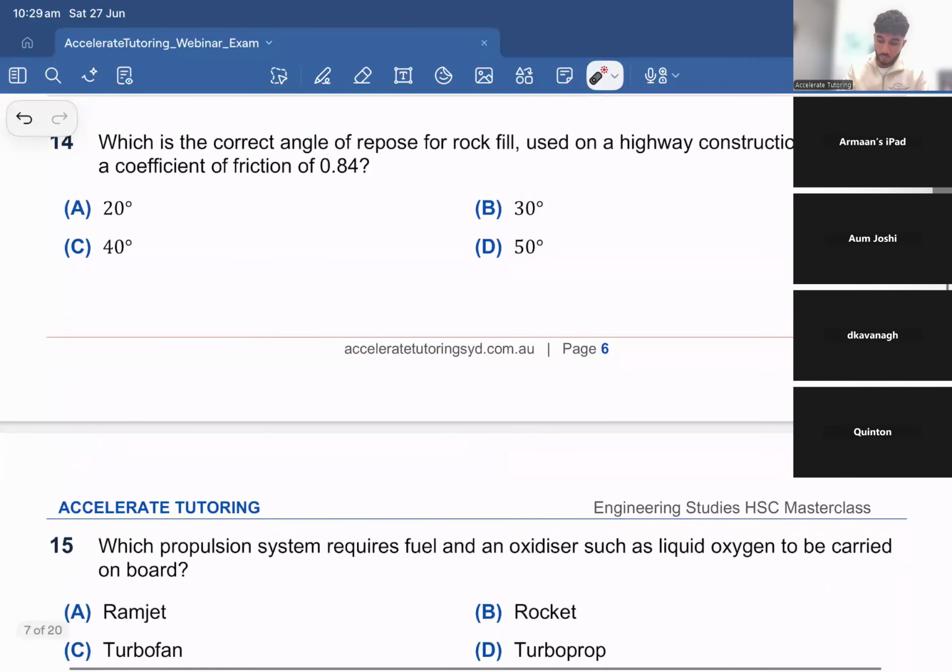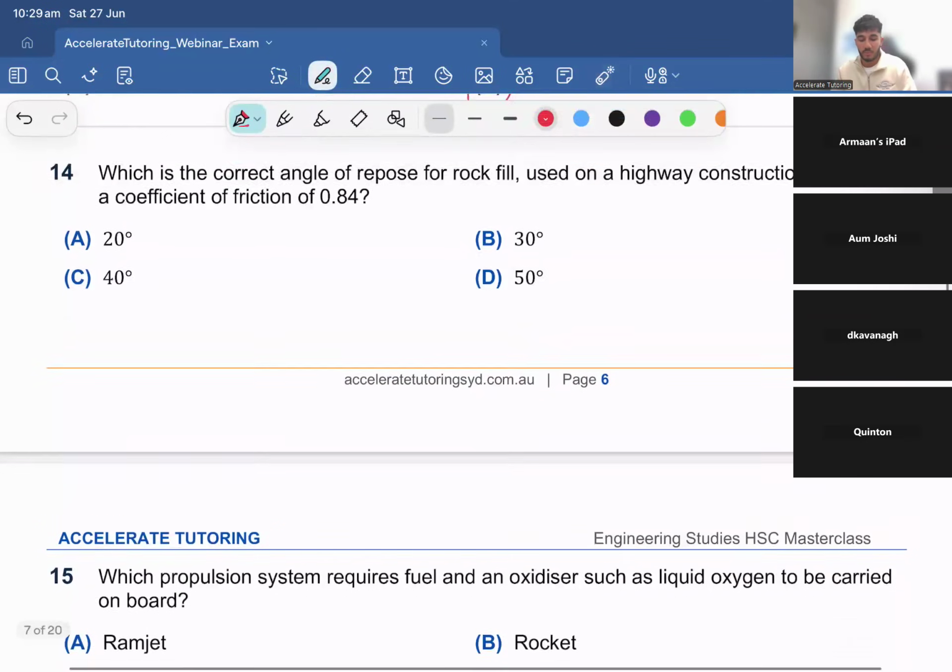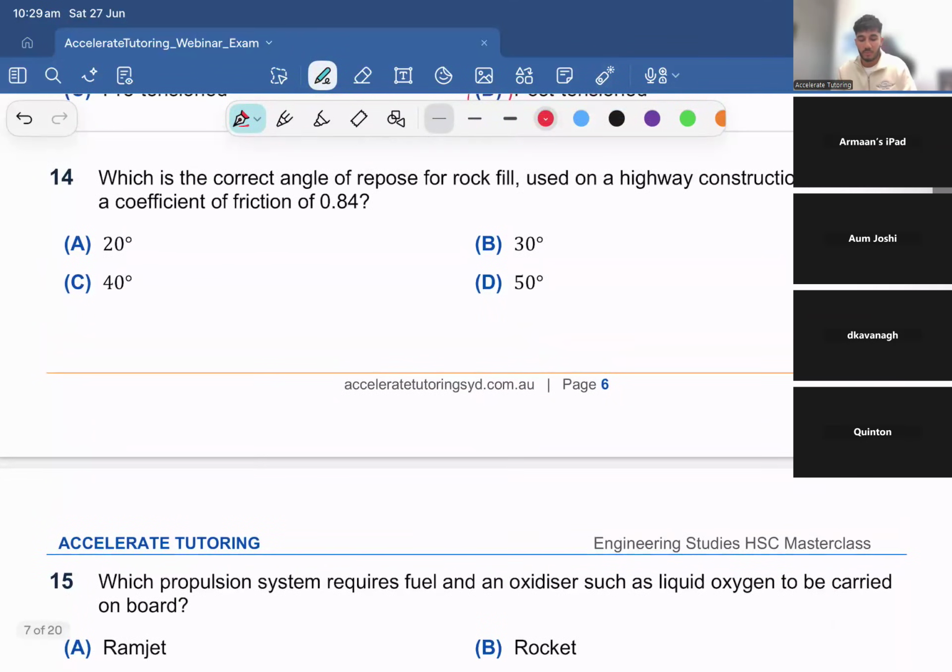Wonderful. Question 14. What is the correct angle of repose for a rock fill used on a highway construction? Excellent. C. We know the coefficient of static friction is just frictional force over normal. For angle of repose scenarios, it's also just tan theta. Therefore, our angle theta is just tan inverse 0.84, and that's just 40 degrees.